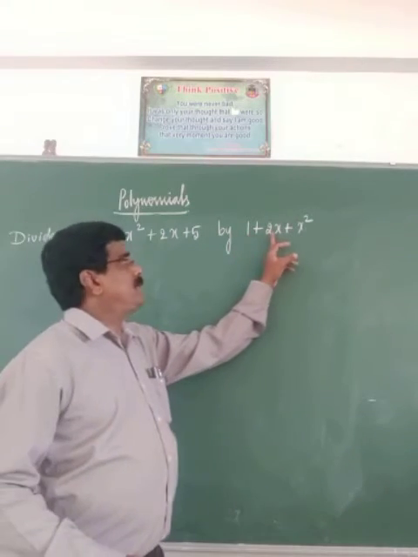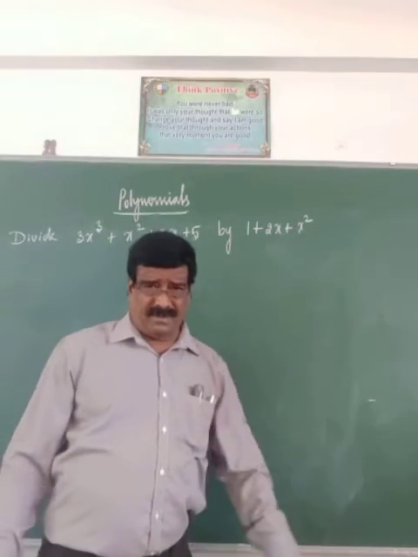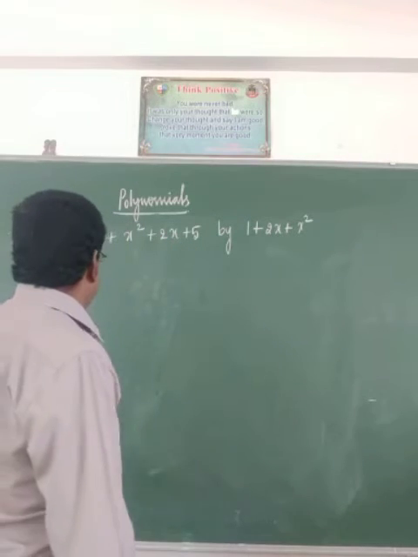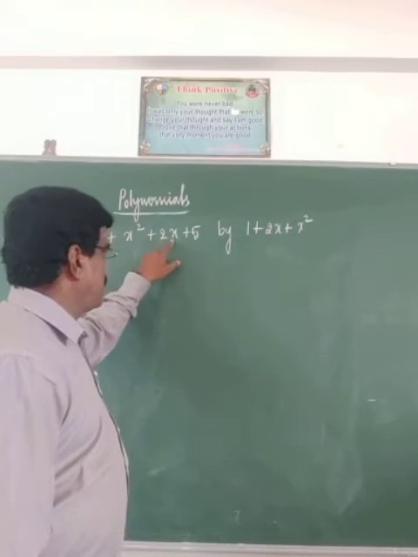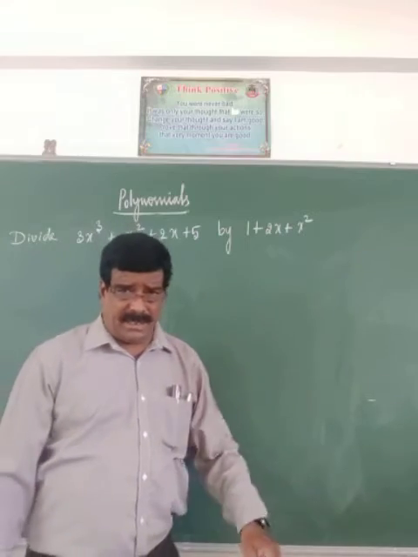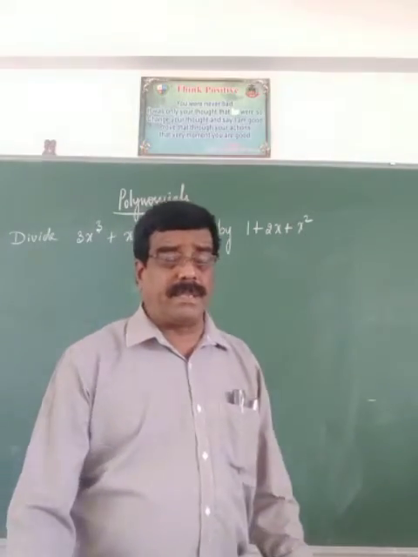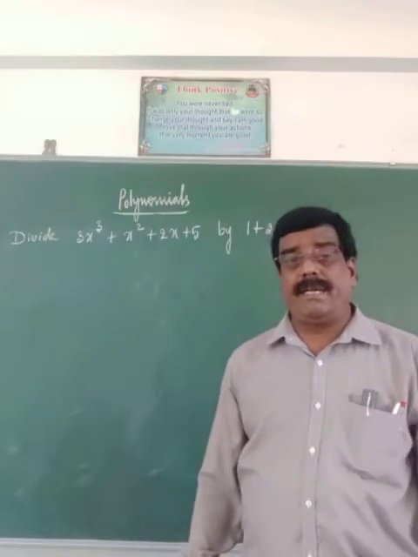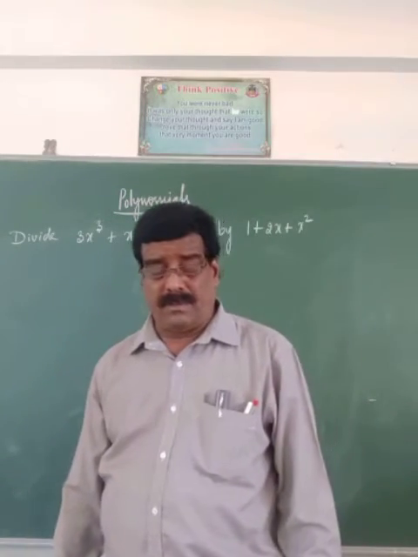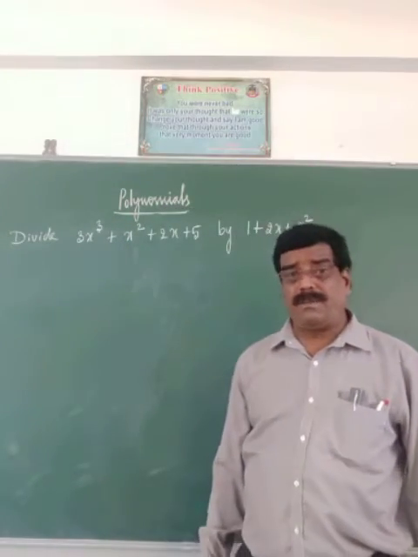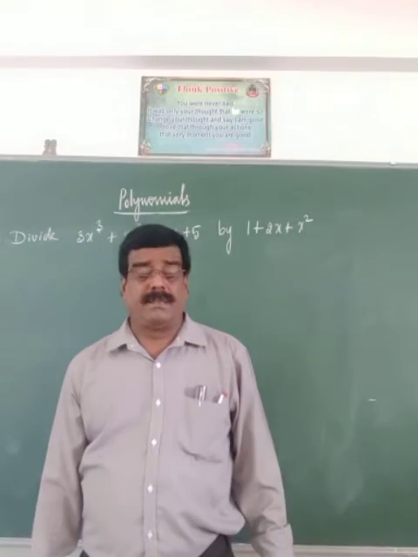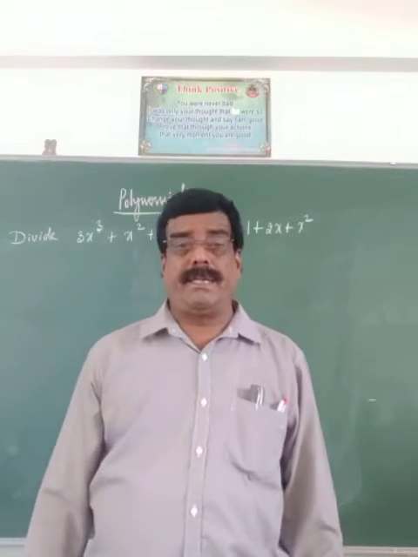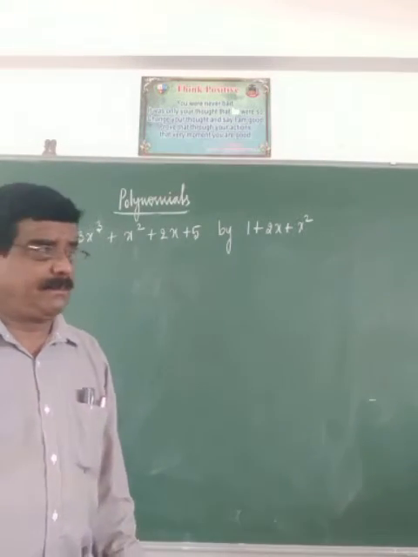Again here, 1 plus 2x plus x square. That is called divisor. 3x cube plus x square plus 2x plus 5, this is dividend. Always keep it in mind, children. Higher the degree, which polynomial has the higher degree in the given polynomials, that is considered as dividend. The smaller degree is the divisor.